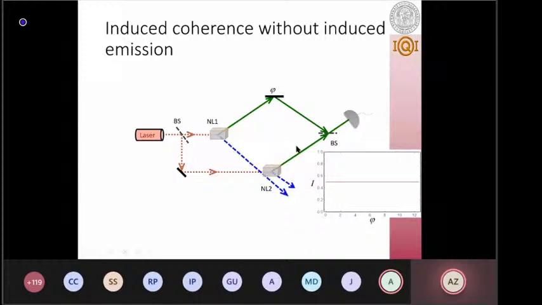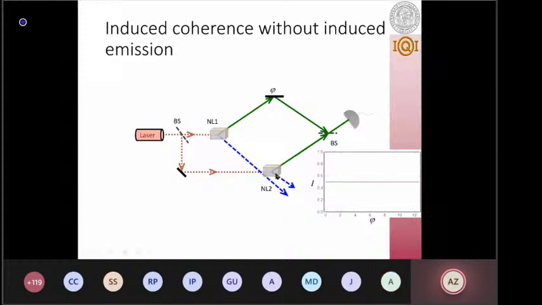But why do you get no interference? Because these two beams can in principle be used to find out whether the pair was created here or here. And if you have that path information, you should get no interference. Just as I said in the beginning.